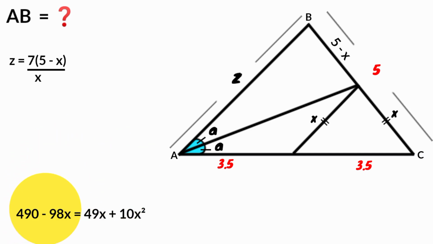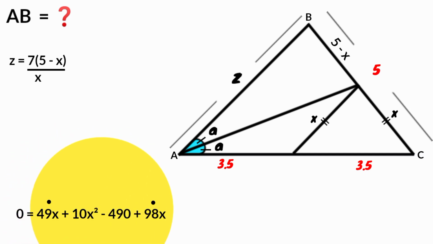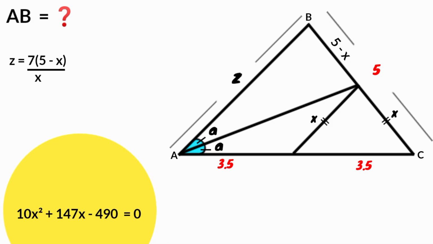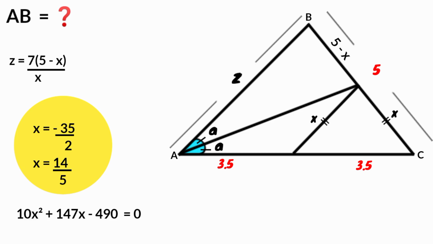Bring these to the right hand side of the equation. 49x plus 98x is 147x. So 10x squared plus 147x minus 490 equal to 0. This is a quadratic equation. If you solve using the quadratic equation formula, you'll get x equal to negative 35 over 2 or x equal to 14 over 5. x is the length of this side. It can't be negative. We discard this. Therefore, x equal to 14 over 5.